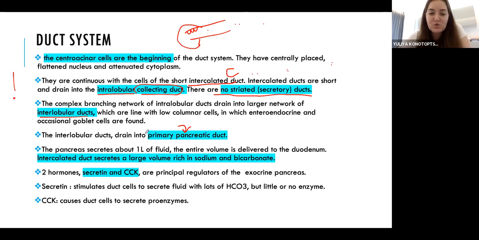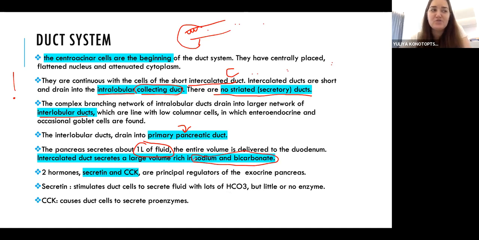So your pancreas is going to be secreting about 1 liter of fluid. That's how much the pancreas makes, about 1 liter of fluid. This fluid consists of your enzymes and of your hormones and some additional fluid, right? So this fluid is going to be super rich in sodium and bicarbonate.